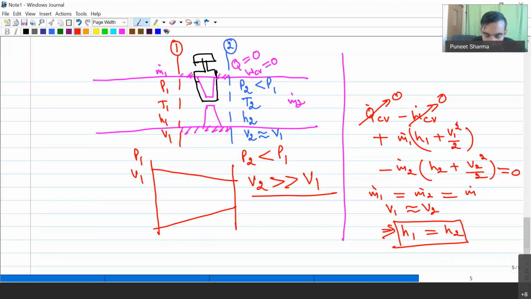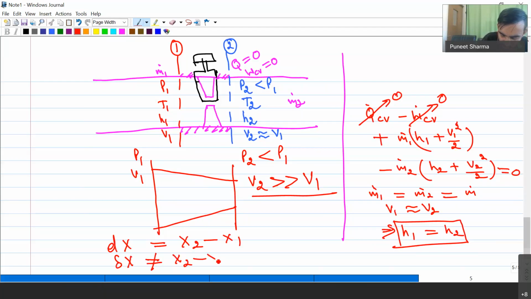Sir, I could not understand the difference between exact and inexact differentials. Okay. In case of an exact differential, we write dx, so I can simply write dx is equal to x2 minus x1. However, for an inexact differential del x, I cannot write del x as x2 minus x1. It will actually depend upon the path between 1 and 2. Is this point clear? Okay, sir.